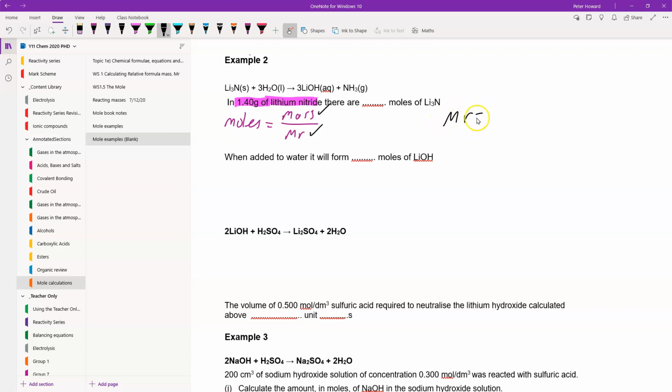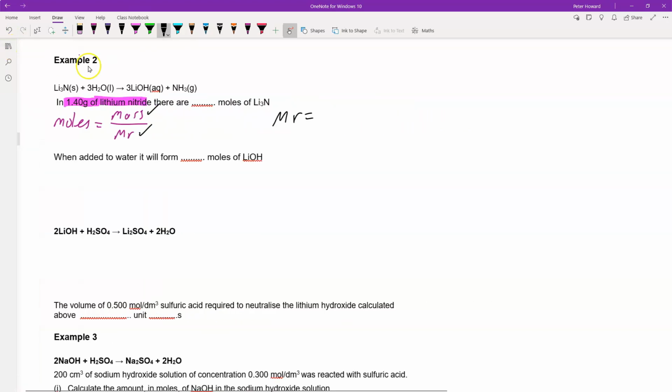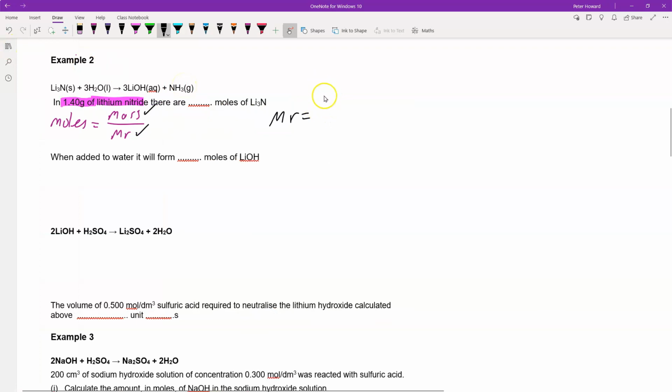Mr will be equal to, and this is where we use our periodic table, 3 lots of lithium, so 3 times 7 plus 14, which gives us a mass of lithium nitride of 35 grams per mole. So we can now type this into our calculator, 1.4 divided by 35, and hopefully this will give us a nice number, which usually gives us an indication we're heading along the right lines at GCSE. So 0.04.